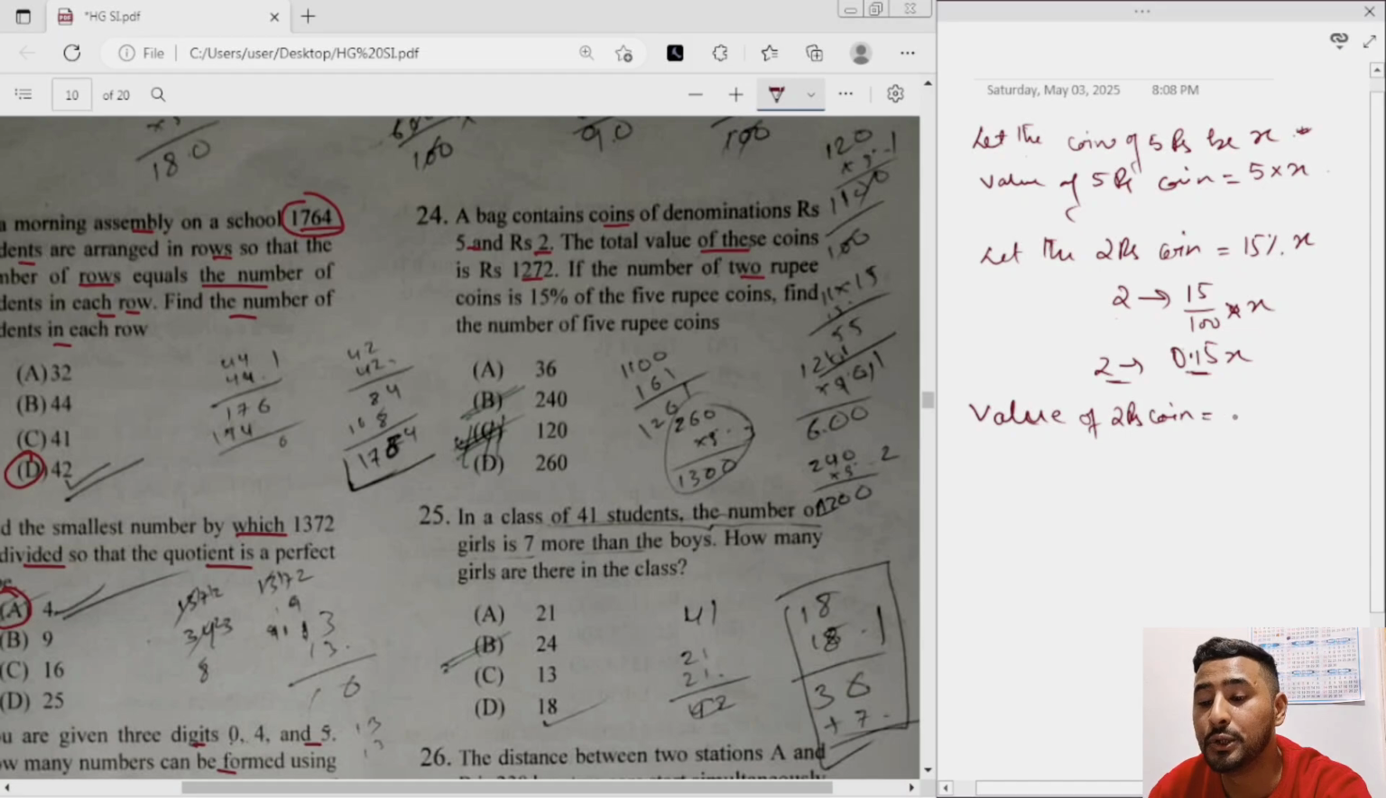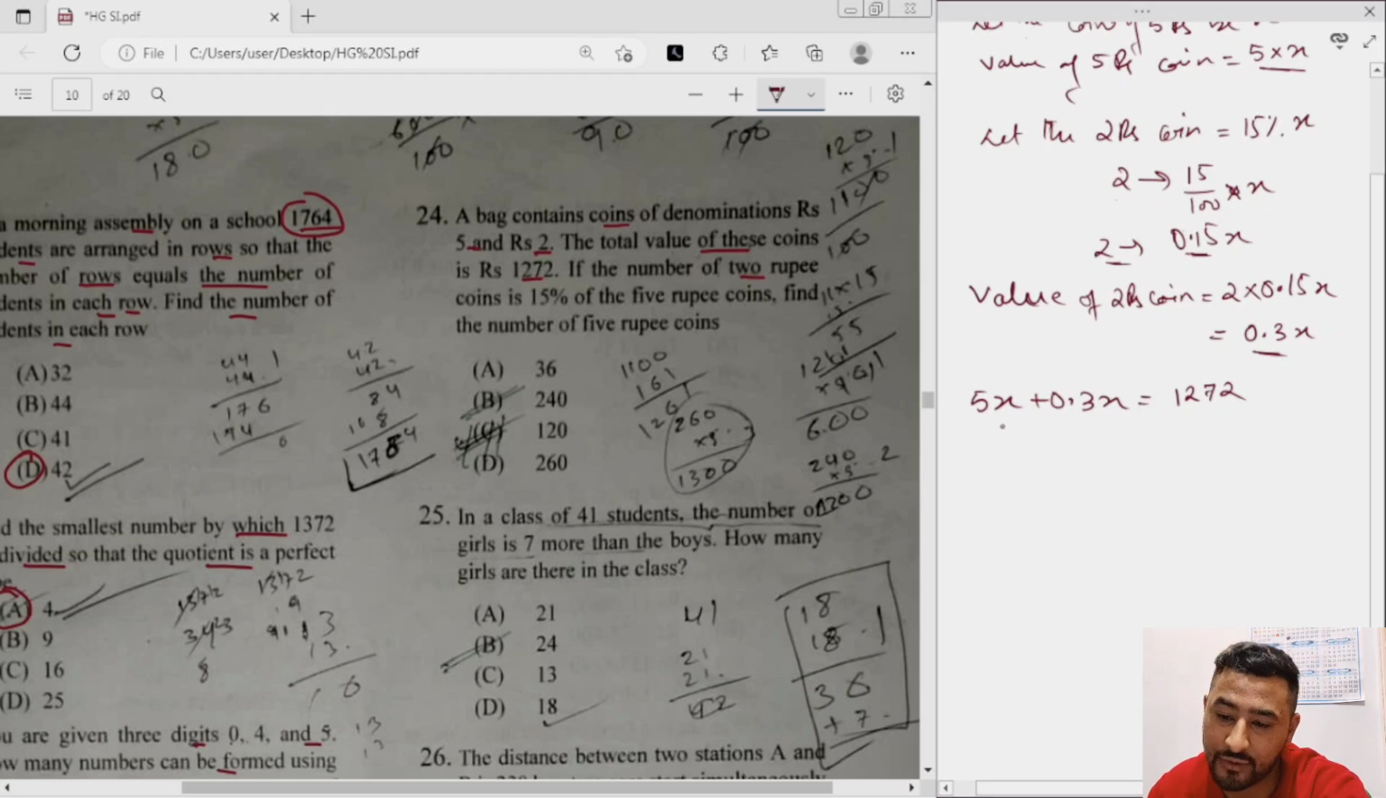The 2 rupee coin will be 2 into 0.15 of x. If you multiply this, you get 0.3x. Clear? Now we have the value of 5 rupee coins as 5x, the value of 2 rupee coins as 0.3x, and the total is 1272. So you can write 5x plus 0.3x is equal to 1272.